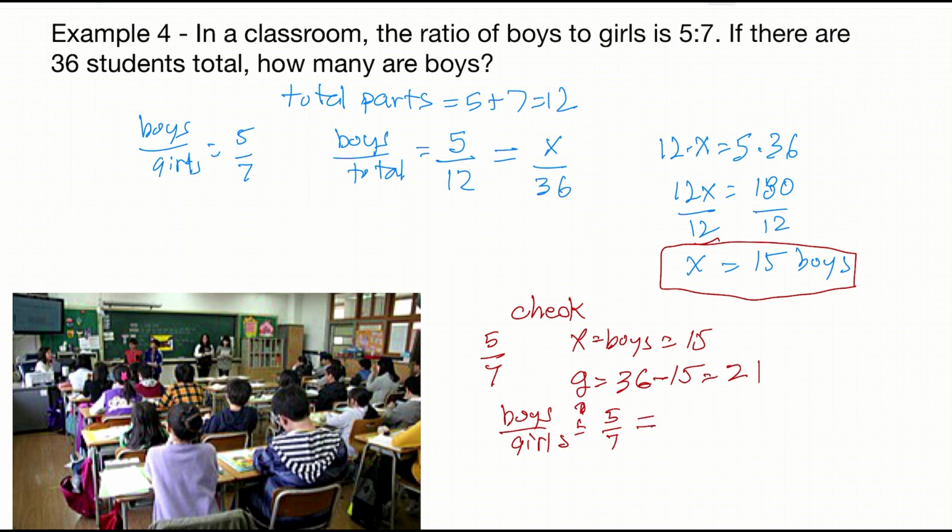Okay, so we know that the number of boys is 15, and we calculated 21 girls. So now let's look for the greatest common divisor here. And we can divide everything, it looks like, by 3. That's 5, and 21 divided by 3 is 7. So that checks. That is the correct ratio.